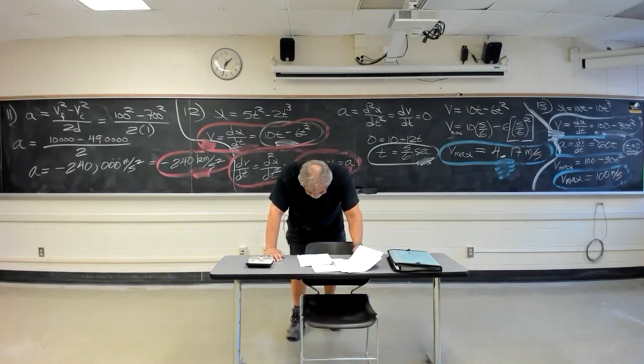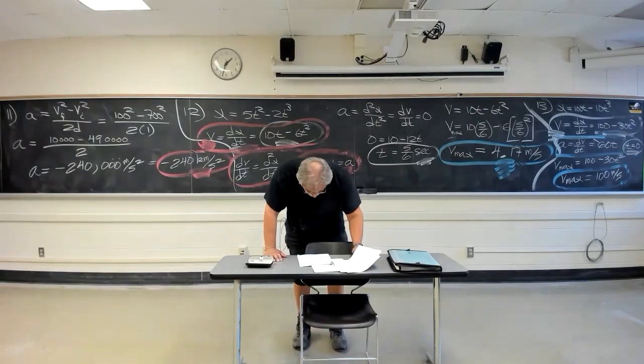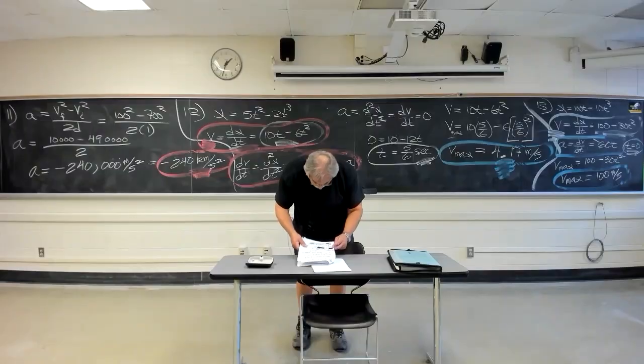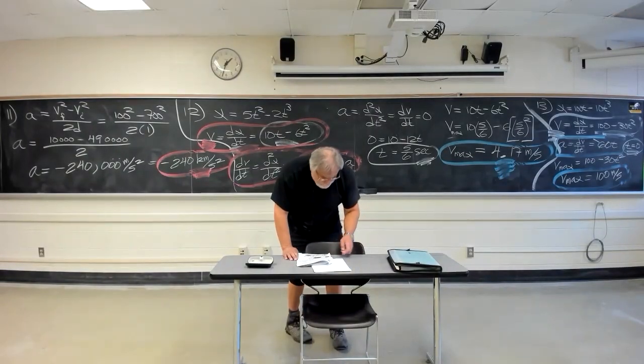For number 14, a stone is thrown from the top of a building with an initial velocity of 15 meters per second downward. The top of the building is 150 meters above the ground. How much time elapses between the instant of release and the instant of impact with the ground? Straightforward problem. Let's get an idea where it's going.